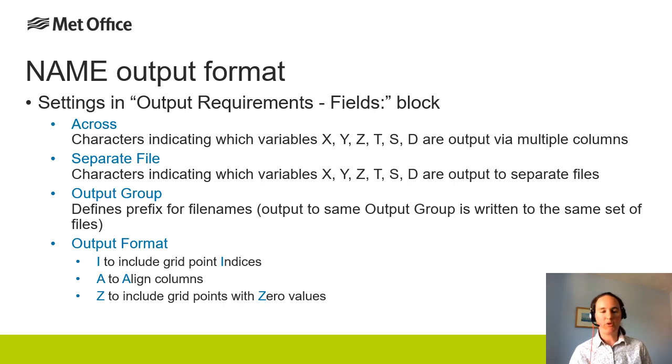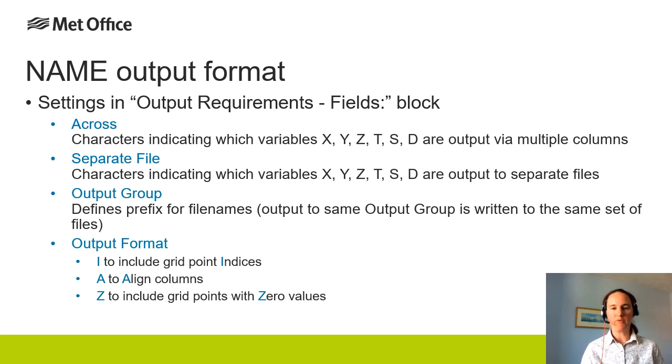We then have an output group. The output group actually defines the prefix for the file name. So you might call this my fields 1 or fields grid 2 or my output for experiment 1. And basically this is the start of the file name. So let's say, for example, that we've decided we'll put Z across and then we'll put T into a separate file. Then our output group will have the prefix that we've defined, say fields grid 1, and then an underscore, and then some time information, because each of those files will be a separate time step. This will become a bit clearer when you start to run NAME.